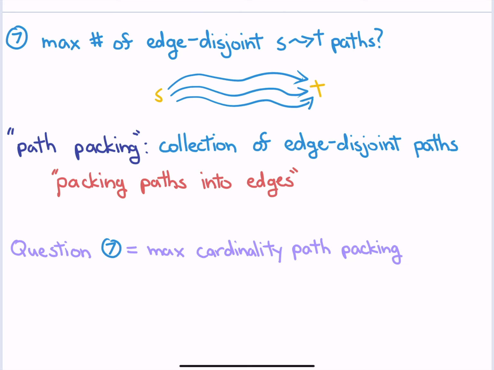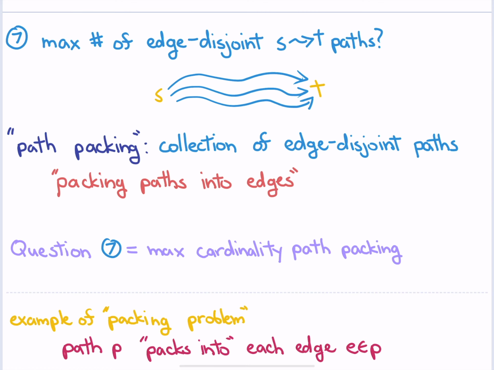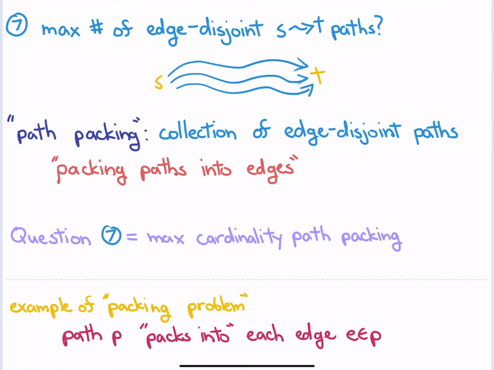So in that version, question 7 is trying to get the maximum cardinality path packing. Trying to get a packing of paths in the sense that it's feasible, it only uses each edge once, and otherwise has maximum total size. This is another example of a packing problem, where a path packs into an edge E and P. I would argue that maybe it's our second packing problem. Can someone think of a packing problem we did recently?